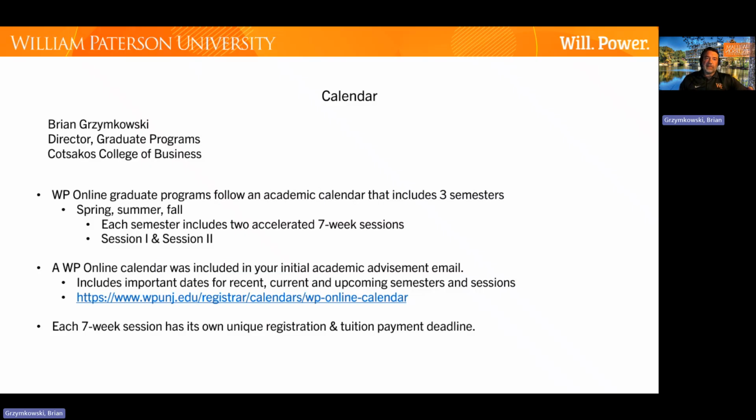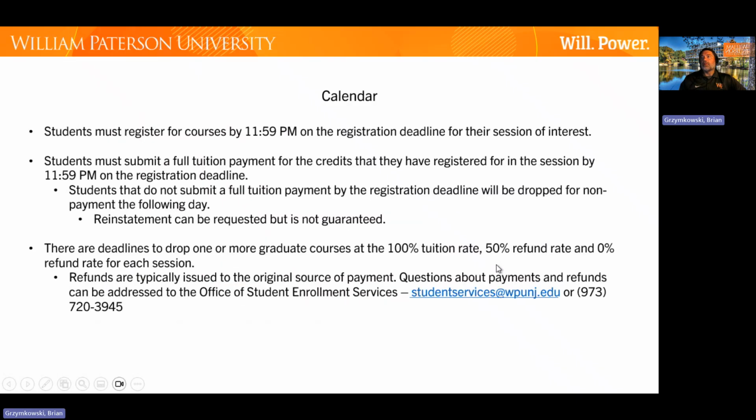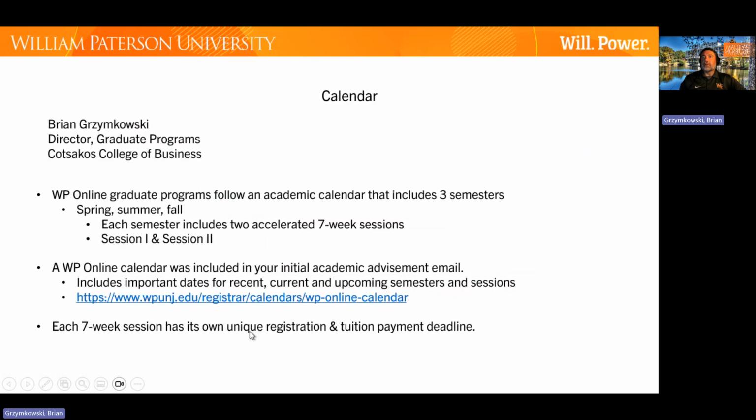In your academic advisement email that you would receive from your graduate advisor, we include a direct link to the WP Online calendar. This is usually maintained by the registrar's office. It usually goes out several semesters at a time so that you're able to plan ahead and get a snapshot of the different important dates and deadlines that you'll be working with. If it would be helpful for you, feel free to set dates in your calendar, whether it's your phone, your work laptop, or PC, so that you don't lose sight of some of these important dates as we go through.